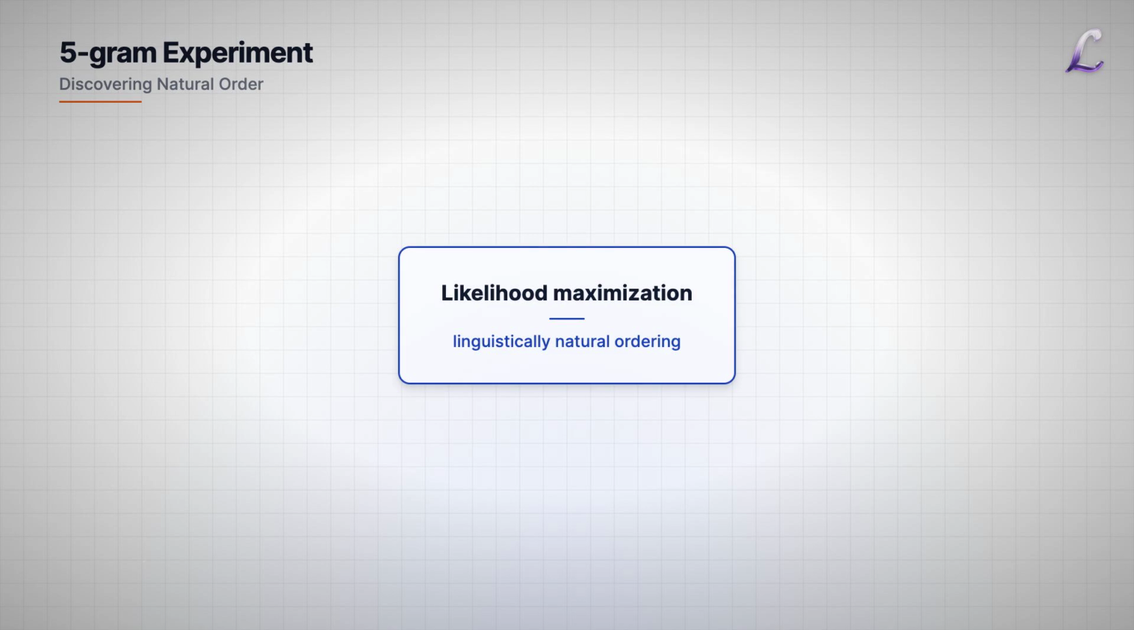Think about what this means. The search over orderings, driven purely by likelihood maximization, converges to the linguistically natural order. The ordering that humans use to write sentences turns out to be close to the ordering that makes sequences easiest for neural networks to model. Nature's ordering is approximately optimal.